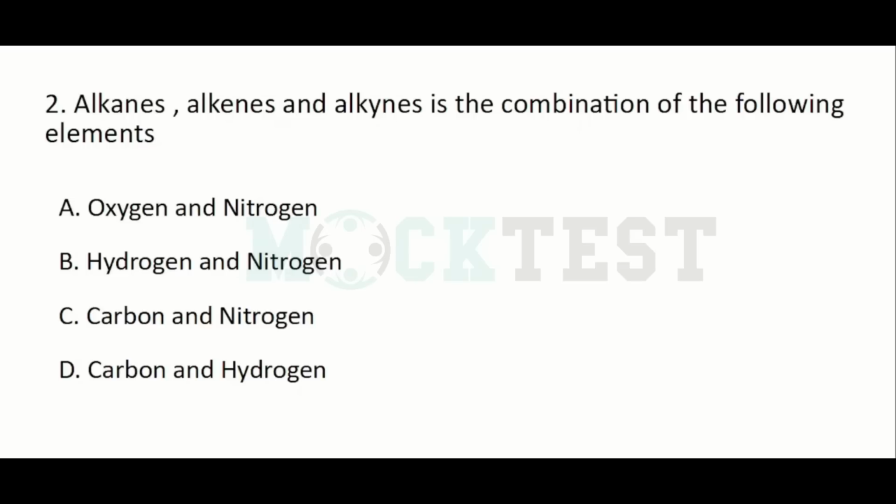Alkanes, alkenes and alkynes are the combination of the following elements. Option A, oxygen and nitrogen. Option B, hydrogen and nitrogen. Option C, carbon and nitrogen. Option D, carbon and hydrogen. Answer is option D, carbon and hydrogen.